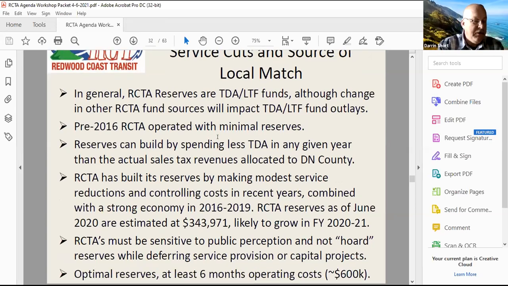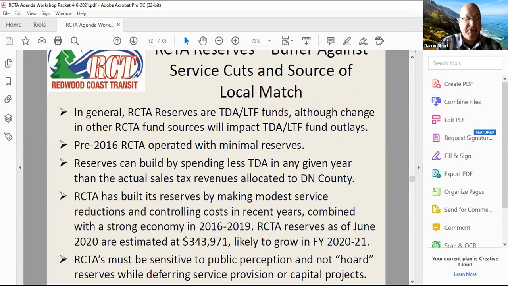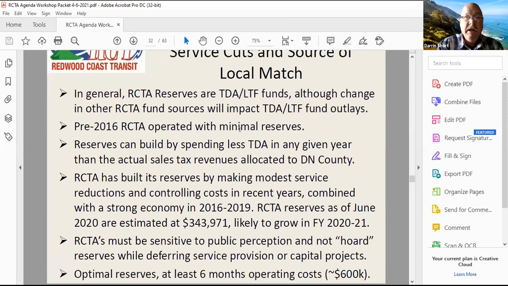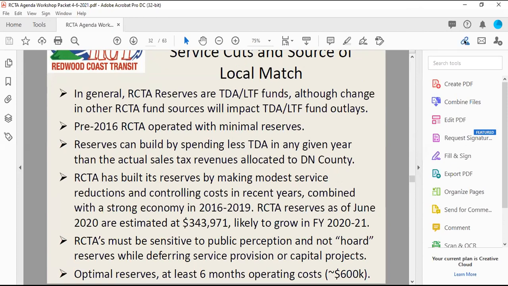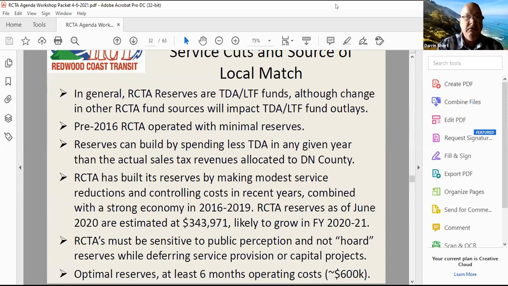Go ahead, Joe, if you don't mind me, I'm sorry for interrupting. It appears that Bo is here in the attendees list, and I know you're in control of the meeting, so if you could let him in. Sounds good. Hold on, let's do that. I'm sorry for interrupting. No, that's quite all right.